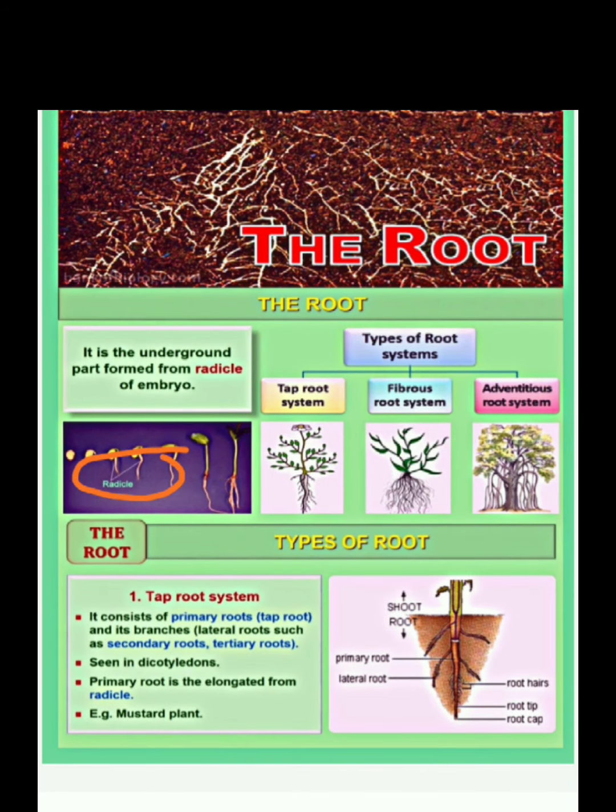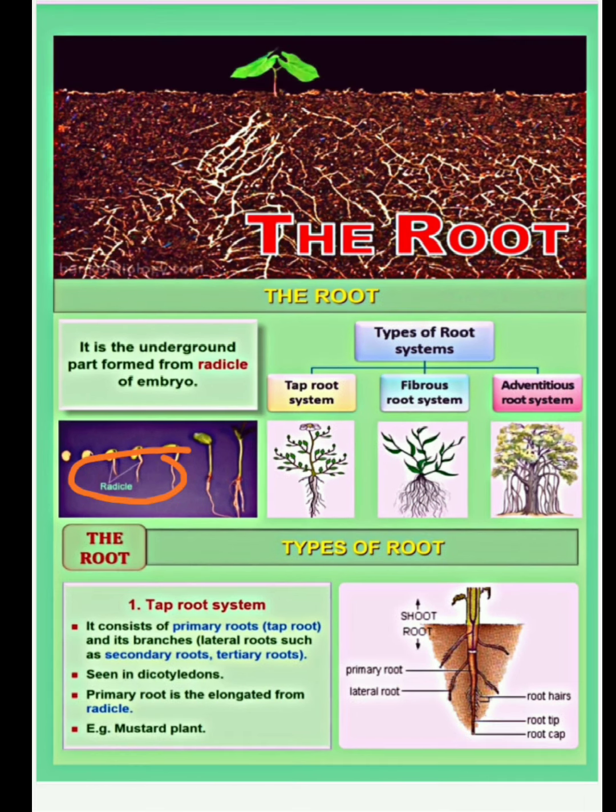Now in this video we will see the types of root systems. Root systems are basically classified into three types. They are taproot system, fibrous root system and adventitious root system. So the very first kind of root system is the taproot system. Here you can see in this picture the image of a taproot system.